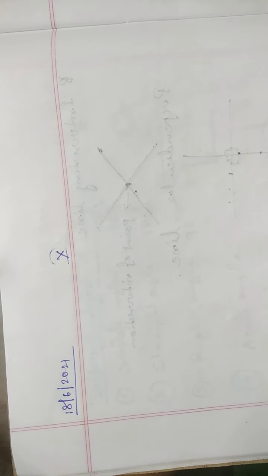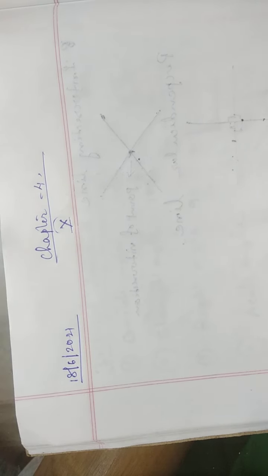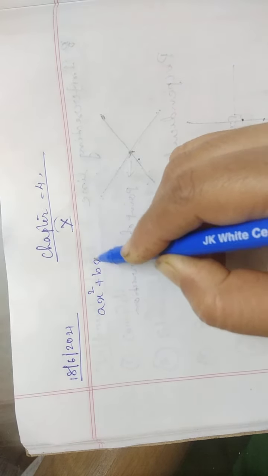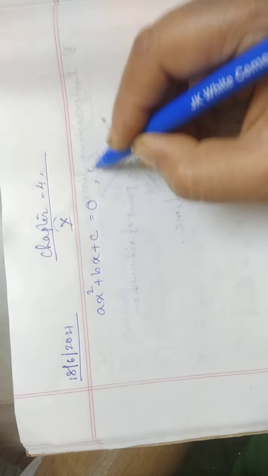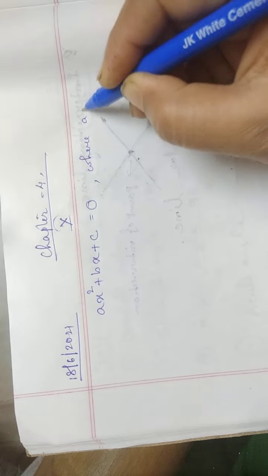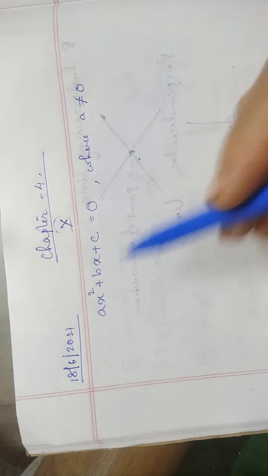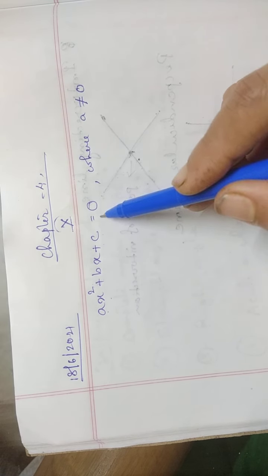Dear students, next chapter is chapter 4, quadratic equation. Now, what is quadratic equation? The standard form of quadratic equation is ax squared plus bx plus c equal to 0, where a is not equal to 0. So this is ax square plus bx plus c equal to 0.